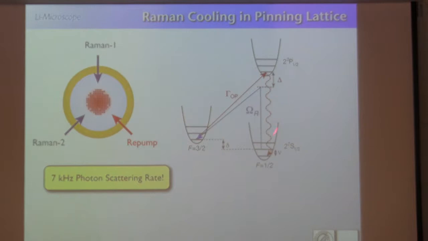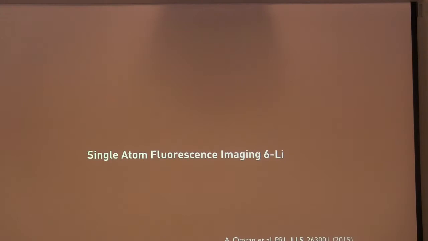And the spontaneous scattering also provides the photon that we use for fluorescence detection. That's the scattered photon that we can then collect with our microscopes. All right, so let me show you some pictures of how that looks.